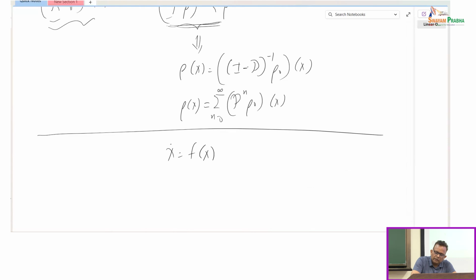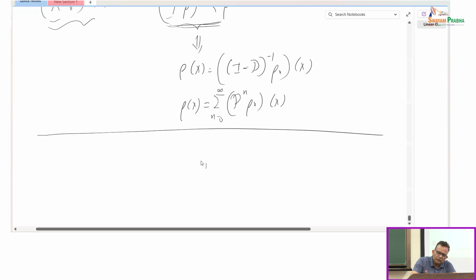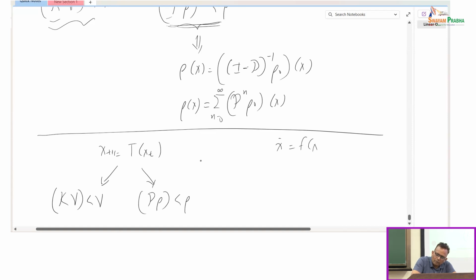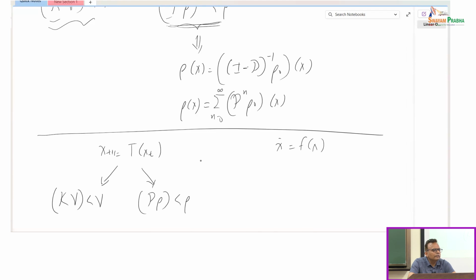So let's just do it systematically so that you can see this parallel. Okay, so we have x_{t+1} equals T(x_t). So in this we have kappa v less than v, and then you have the dual form, which is P rho less than rho, right? Now if you have x dot equals f of x, how does kappa v less than v look like? The stability condition.